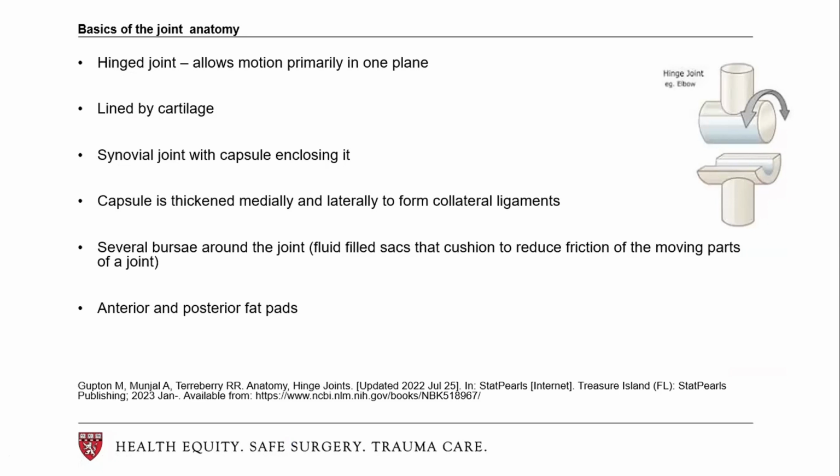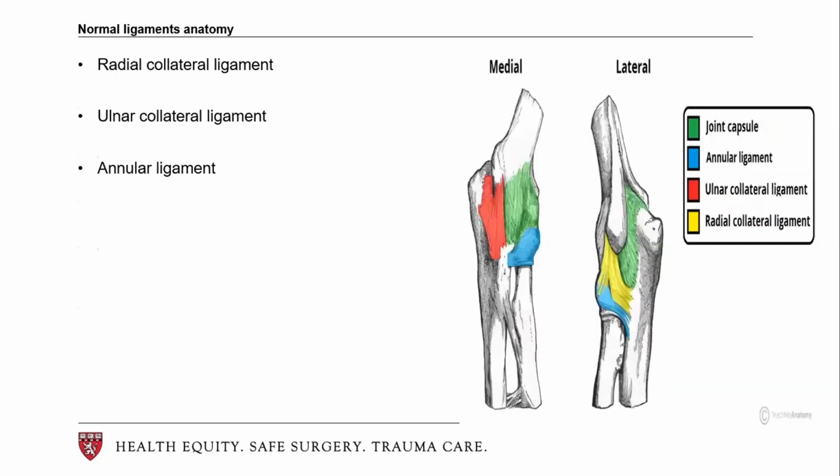There are several bursae around the elbow joint, and these help to reduce friction of the moving parts of the joint. The other soft tissue structures of importance are the anterior and posterior fat signs. More specifically, the radiocapitellar joint is a pivot joint, which means it allows for rotational movement. As we said, the capsule is thickened to form the medial collateral ligaments and the lateral collateral ligaments.